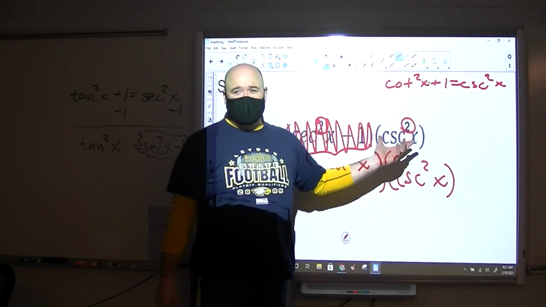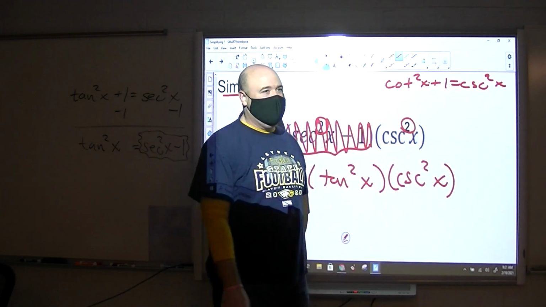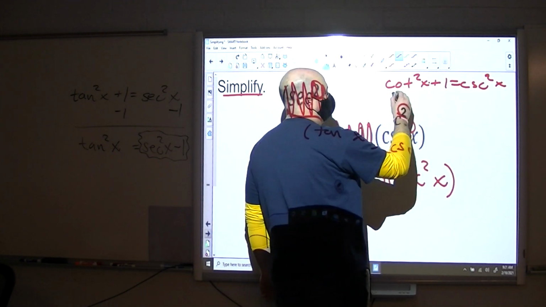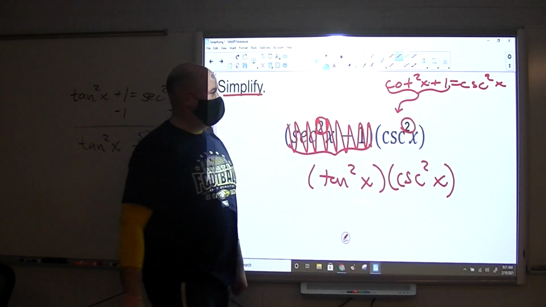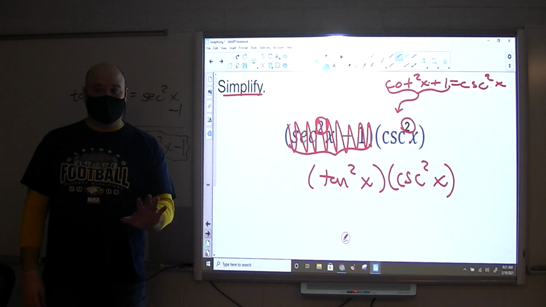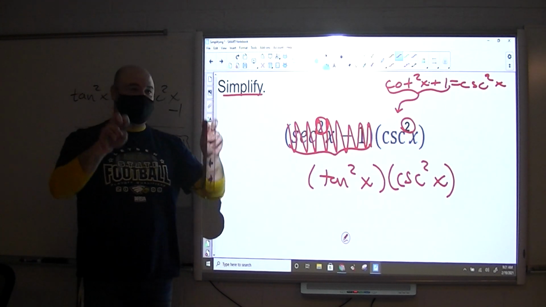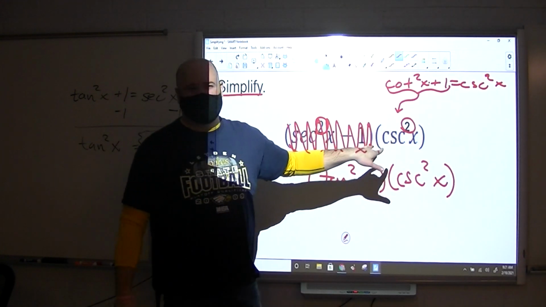So the way that this one's set up, I don't even need to manipulate this. I could just say, well, if cosecant squared is equal to that, I'm going to put it there. You could. That is an option. There's no manipulation involved. It's just cutting that out and putting that in its place.